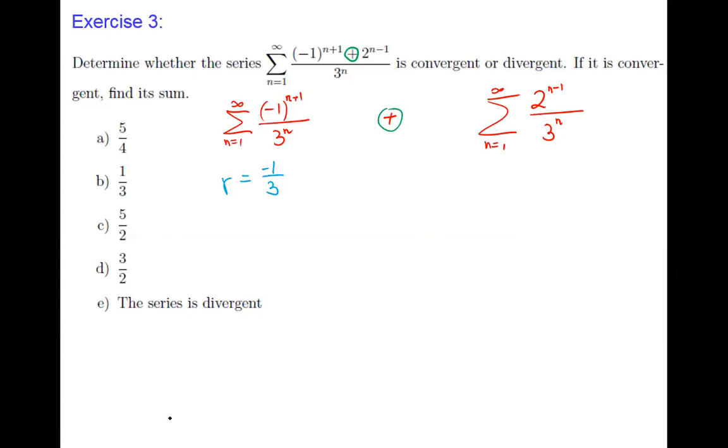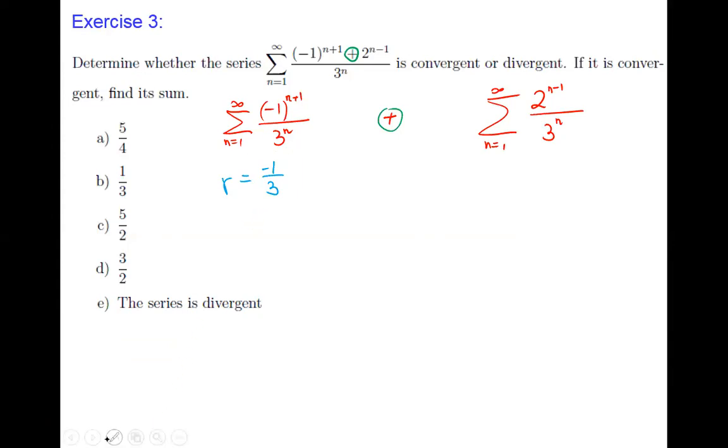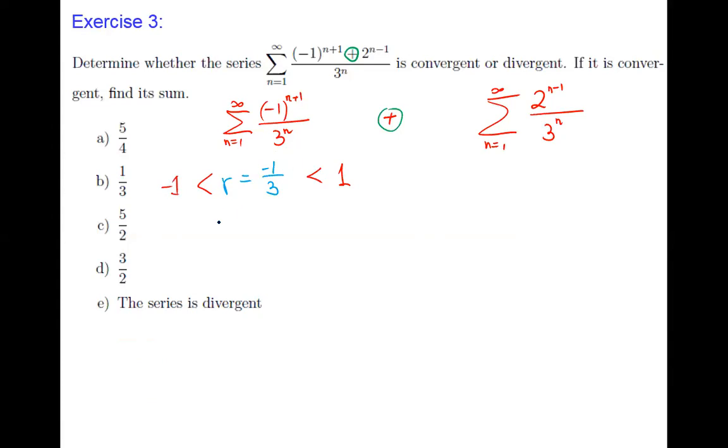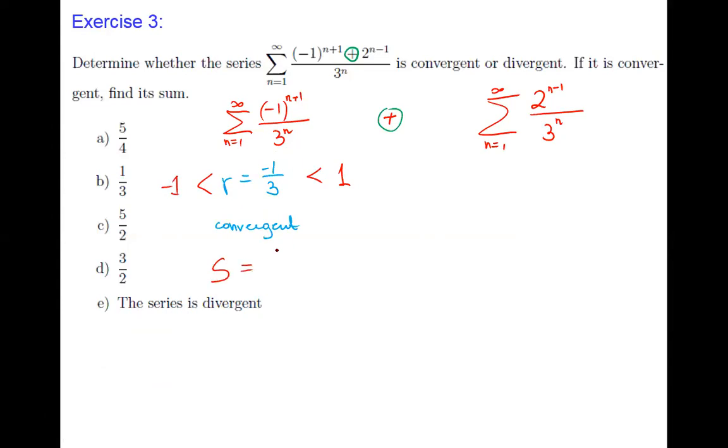And I think this works because this common ratio is between -1 and 1, right? That means this geometric series is convergent, and we will use the sum. The sum is defined as a over 1 minus r. This is the must formula. We have to know the formula.